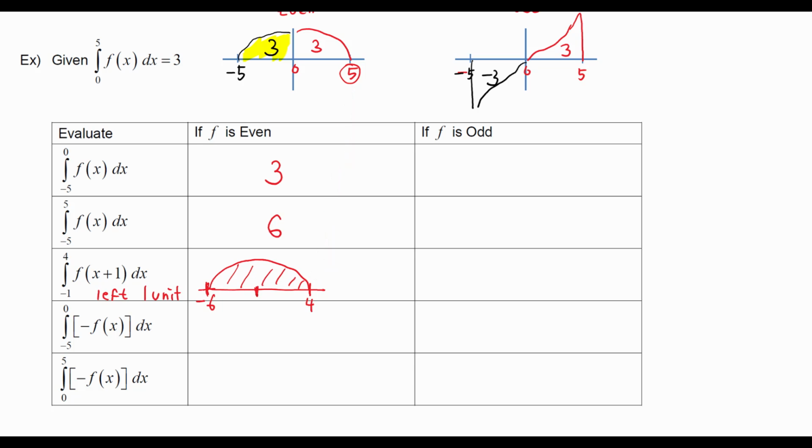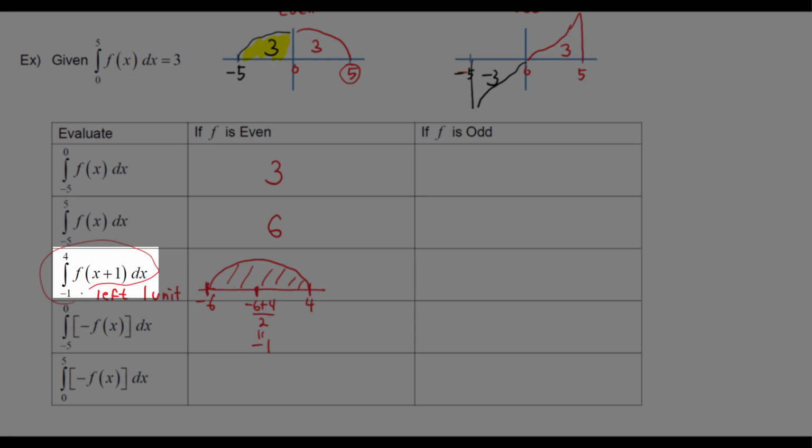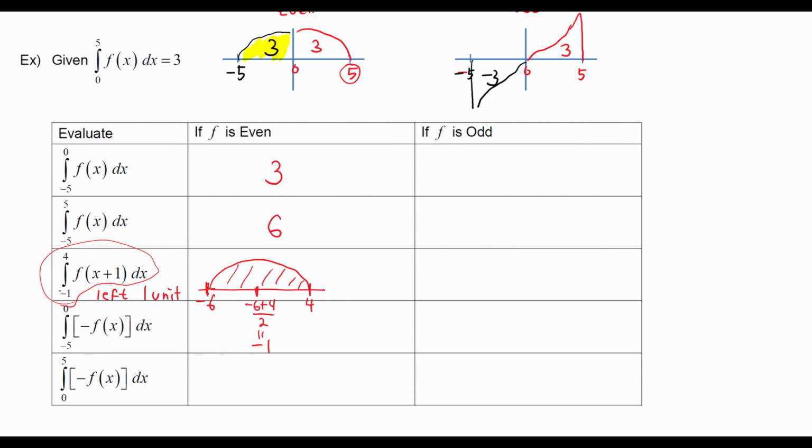What's the midpoint of negative 6 and 4? That will be negative 6 plus 4 divided by 2, which is negative 2 over 2. So this is negative 1. So this is the midpoint of the shifted graph. And they're asking what is the area from negative 1 to 4 of the shifted graph. So that will be this, which is 3.